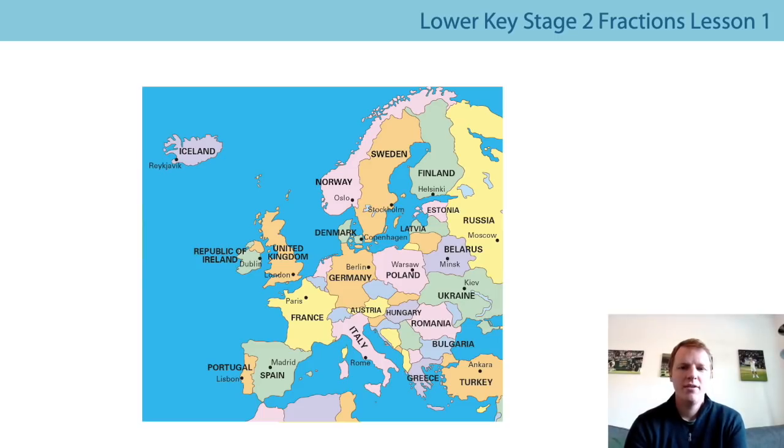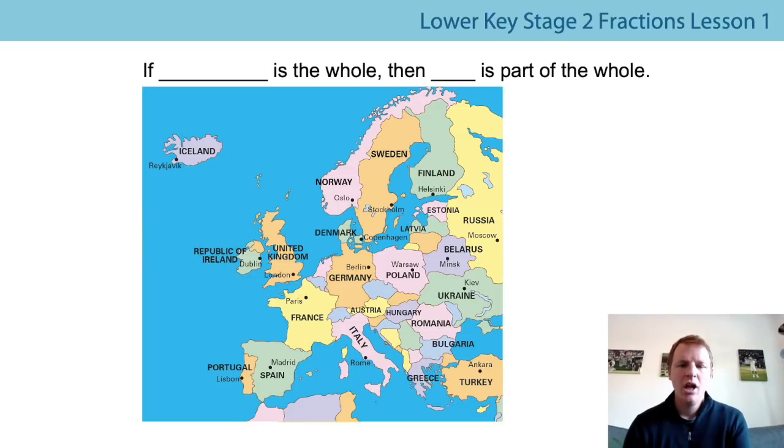Okay, so here is a map, and the map is of Europe. Now, if I bring our sentence stem back up that I said before, I have identified the whole as Europe, so I'm going to add that to our sentence. This now begins, if Europe is the whole. We then have to think about different parts that we can find inside the whole. So my turn to begin with. I'm looking at the map, I can see somewhere that is a part of the whole, and I'm going to say the whole sentence. So if Europe is the whole, then the United Kingdom is part of the whole.